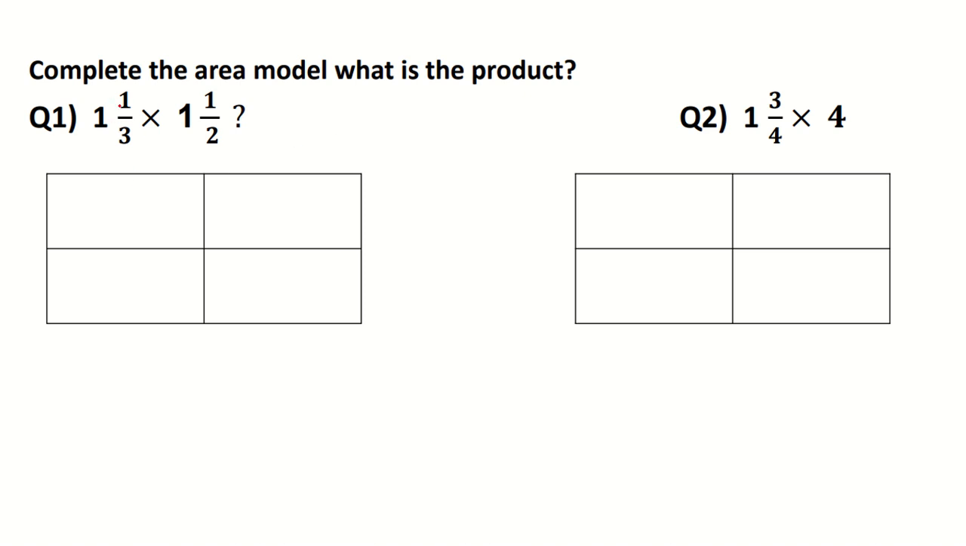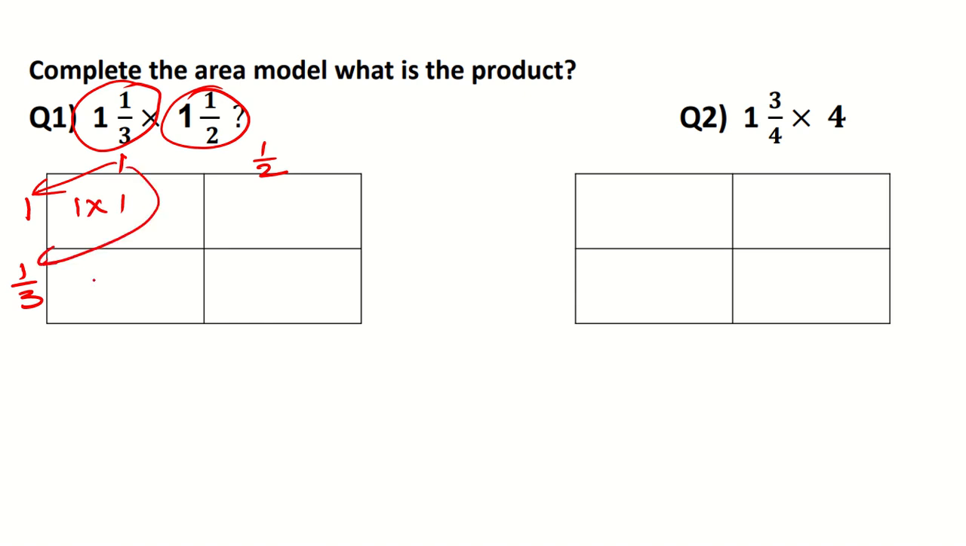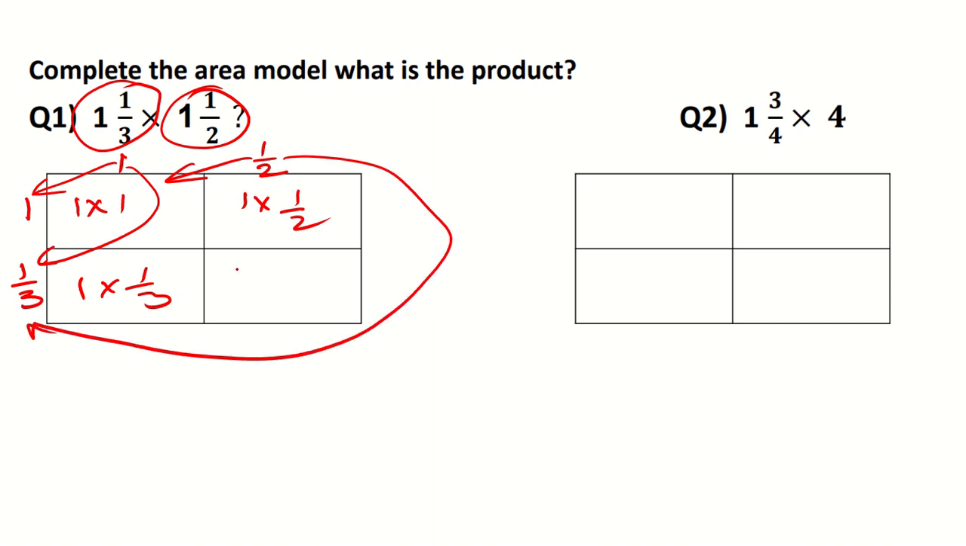Area model means you take it as two numbers. One number is 1, another number is 1 over 3. And then here, one number is 1 and another number is 1 over 2. So you just multiply these two. So 1 multiply 1 comes here. Then 1 multiply 1 over 3. Then multiply this also here. So 1 multiply 1 over 2. And this also you multiply. So 1 by 3 multiply 1 over 2.